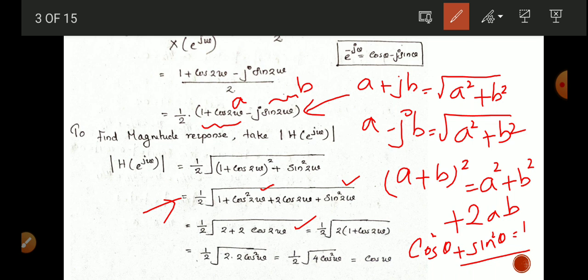Then 1 by 2 into root of 2 into 2 cos square omega. Here we are applying one more trigonometric equation: 1 plus cos 2 theta equal to 2 cos square theta is a general trigonometric equation. So 2 into 2 cos square omega. Then here 1 by 2 into root of 4 cos square omega, root 4 equal to 2, that 2 cancels. Then root of cos square omega becomes cos omega. So we get modulus of H of e raised to j omega equal to cos omega.